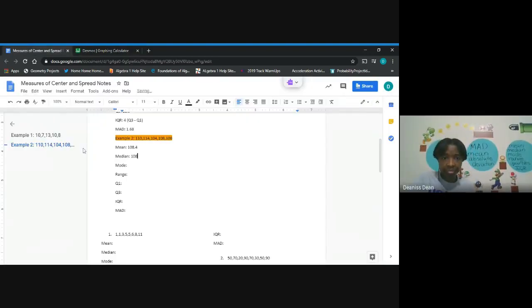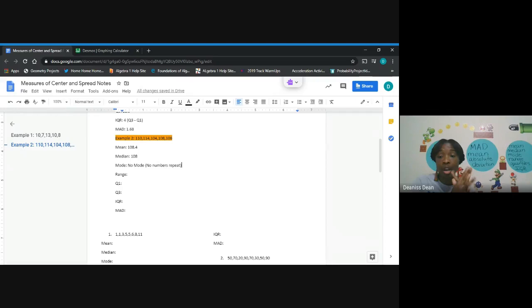The mode is the number that shows up the most. So we just have to look at the list of numbers. So I got 110, 114, 104, 108, 106. No number repeats, so I have no mode. There is no mode. No numbers repeat. So don't put 0 if there is no mode, because then you're saying the number 0 is the mode. If there is no mode, just put no.